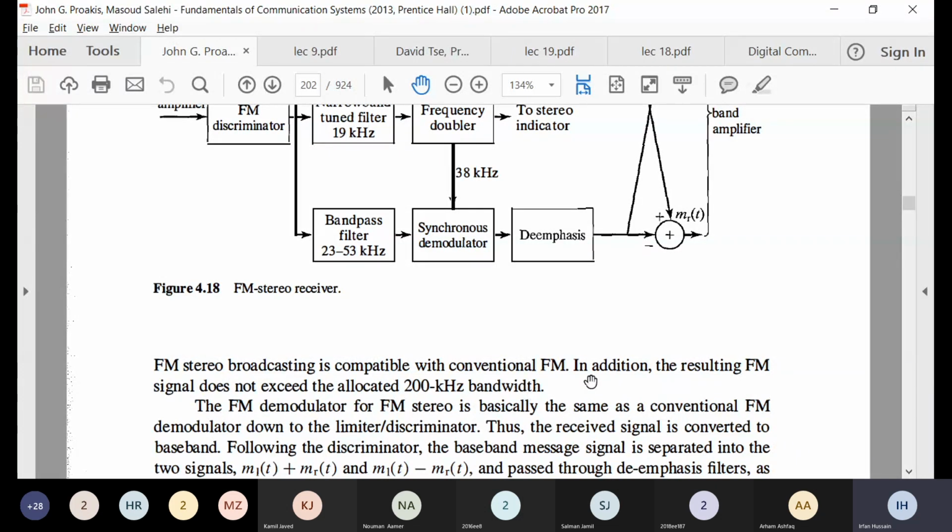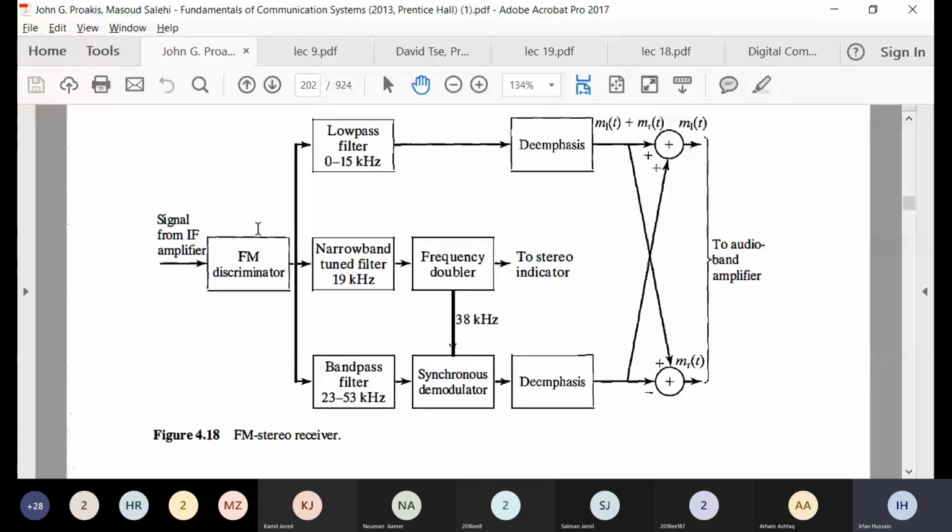Now this signal will be received here, in the same superheterodyne receiver, after the FM discriminator, the balanced discriminator. So we will have three signals in the baseband. One signal is 0 to 15 kilohertz. That will go directly into the de-emphasis. And this is the baseband signal. You will directly get M left plus M right.